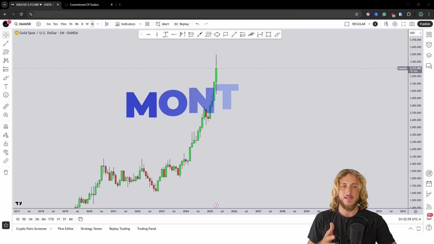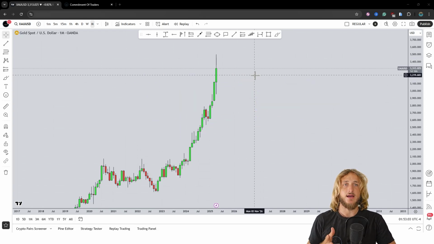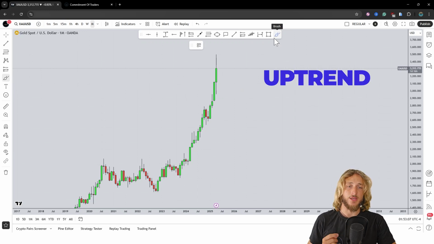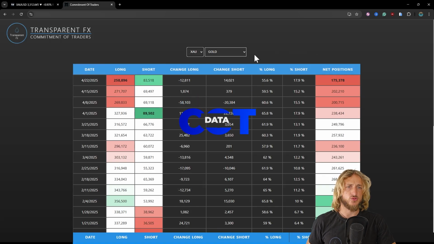Starting here from the monthly time frame, what we can see is that we have a market which at the moment is in a very strong uptrend, fueled by a very strong institutional long-term buying. And we will be speaking about the institutional buying in just a few moments when we move to the commitment of traders analysis in the long term.